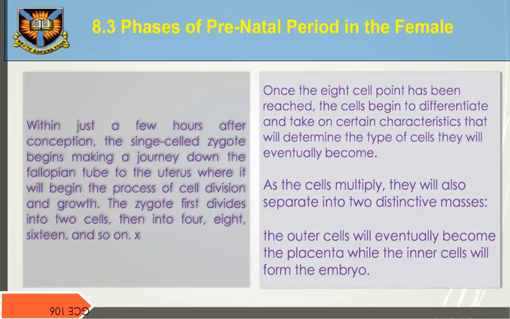The zygote first divides into 2 cells, then into 4, 8, 16, and so on. Once the 8-cell point has been reached, the cells begin to differentiate and take on certain characteristics that will determine the type of cells they will eventually become. As the cells multiply, they will also separate into two distinct masses: the outer cells, which eventually become the placenta, while the inner cells will form the embryo.